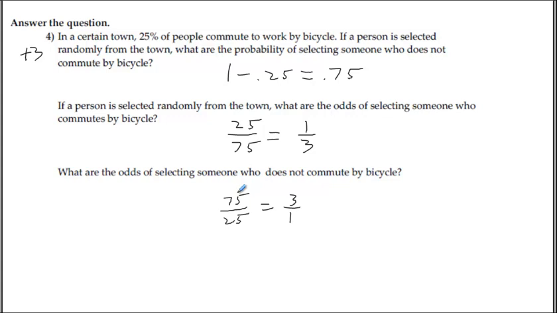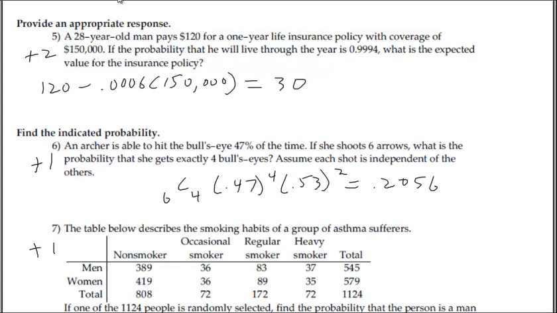And then what are the odds that they don't commute? So 75 don't, 25 do. So it's 75 to 25, or a 3-to-1 ratio of not commuting by bicycle to ones that do. And 5, I was lenient with this one. They said, what's the expected value for the insurance policy?